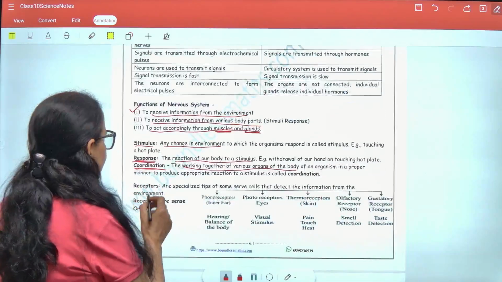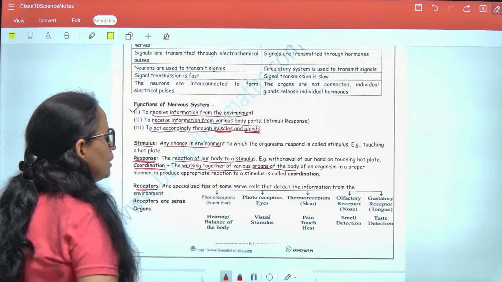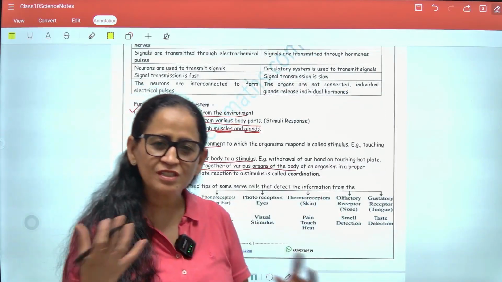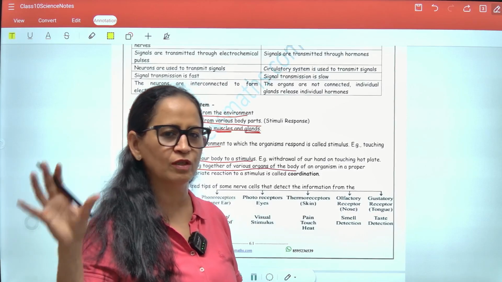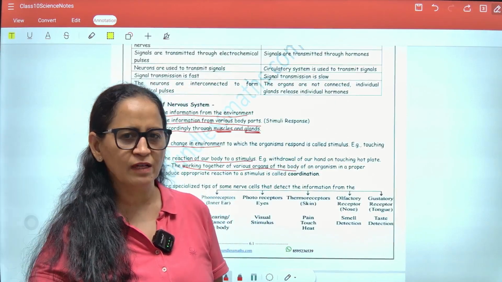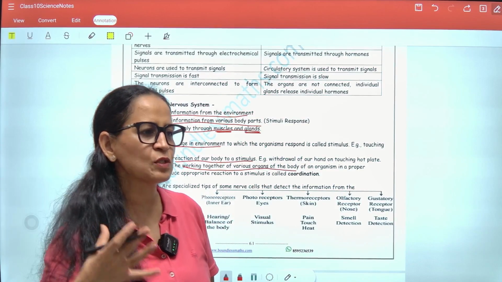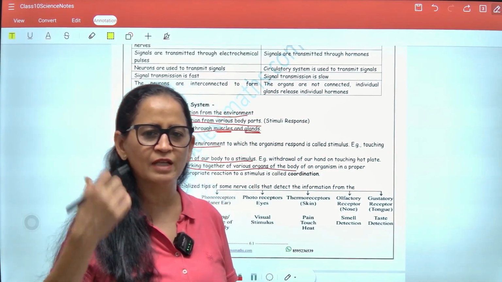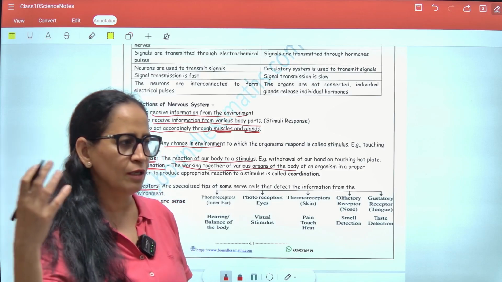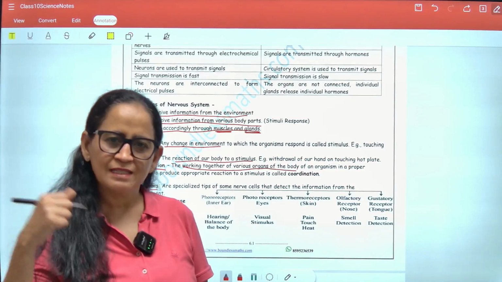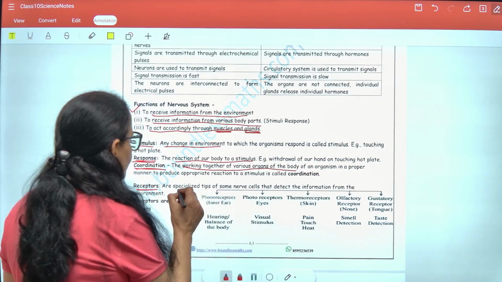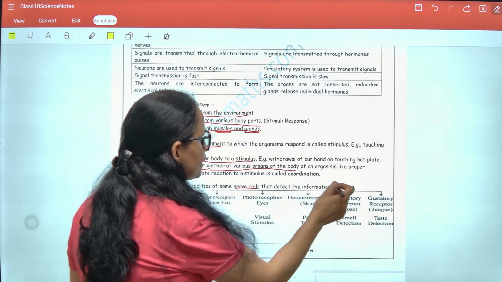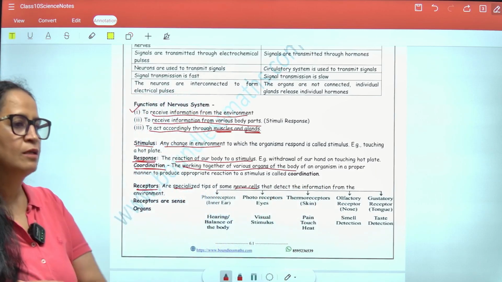Now there are certain receptors in our body that capture the changes in the environment. This is through the sensory organs or the 5 senses. You must have learnt earlier also in lower grades. We have 5 sense organs, and these sense organs have sensory nerves that convey signals or changes in the environment. They sense them and convey them to the brain, right? So they are specialized nerve cells that detect information from the environment and send it to the brain.